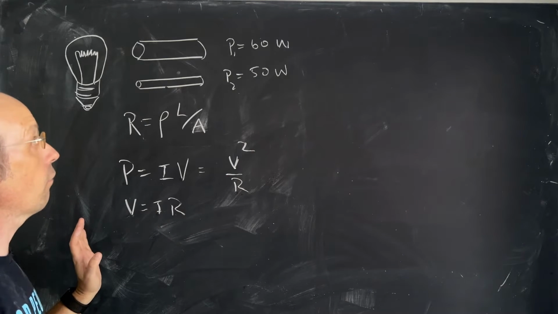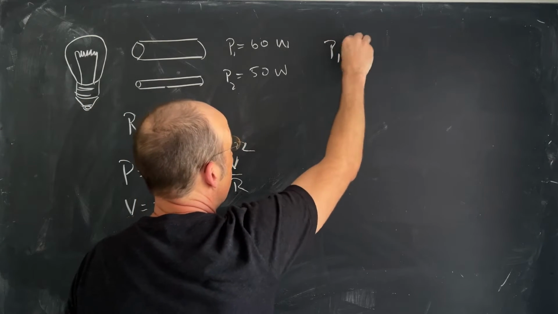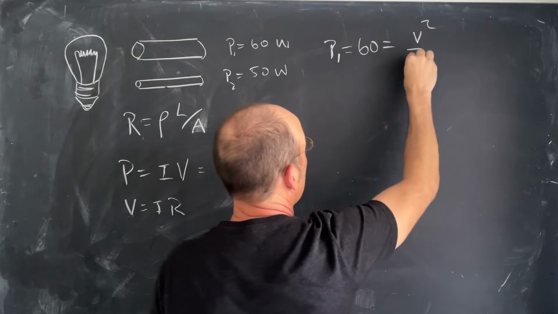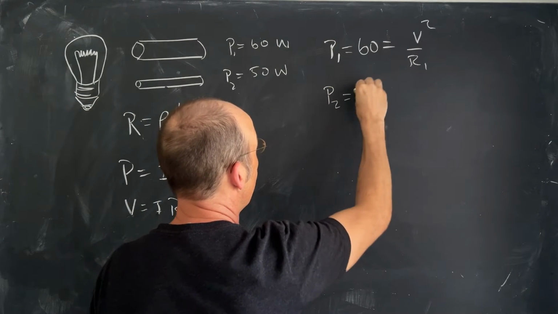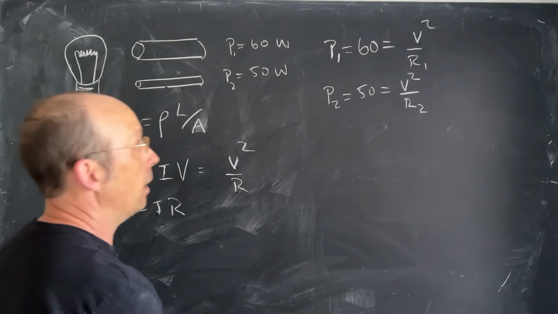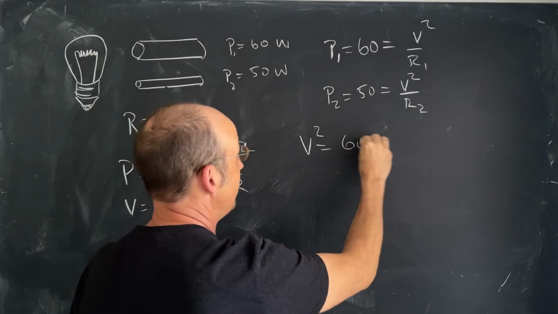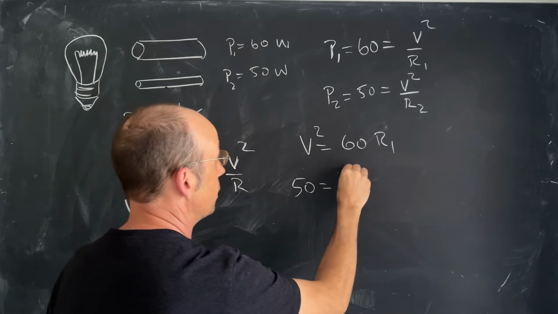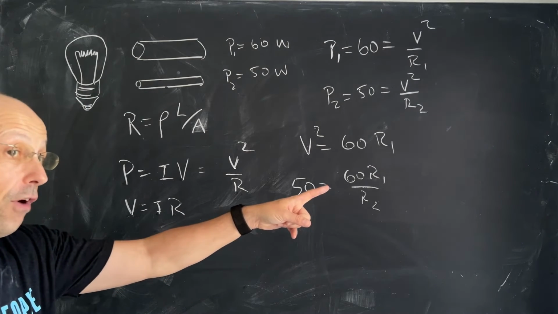Okay, so let's just do a ratio of resistances first. So I can say here, P1 is 60, and that's going to be equal to V squared over R1. And then P2 is 50, and that's the same voltage divided by R2. Now, let's take that first one up there and solve for V squared. So I get V squared equals 60 times R1. I can put that in up here. I get 50 equals 60 R1 over R2. So now I have a ratio of R1 to R2.